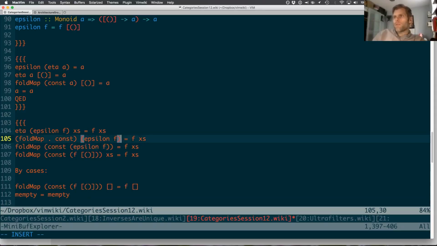Actually, I have a type error here. There should be x's in here. I can just remove the x's everywhere.